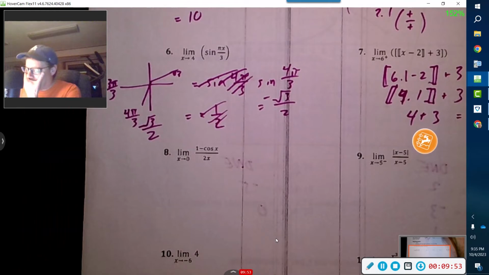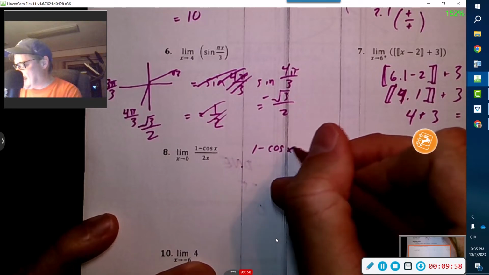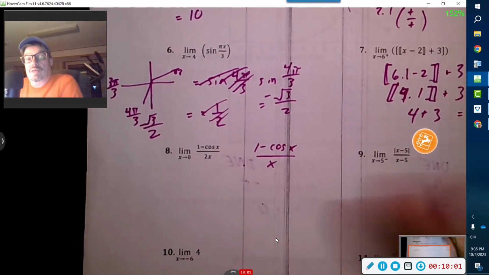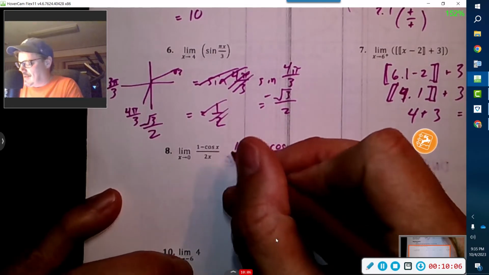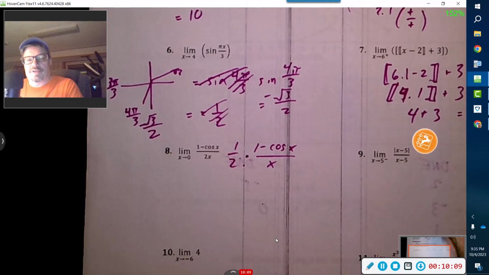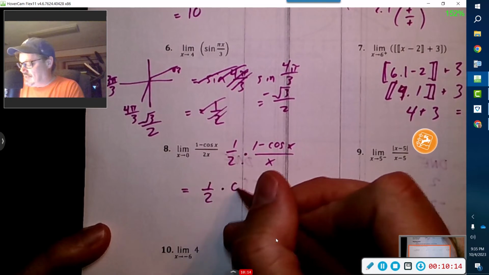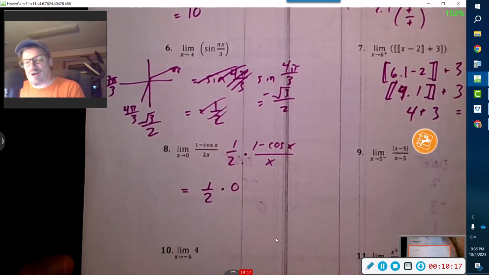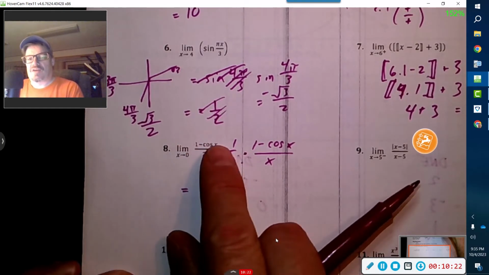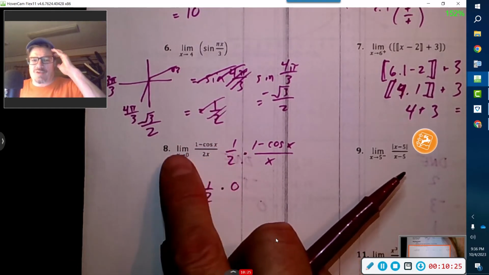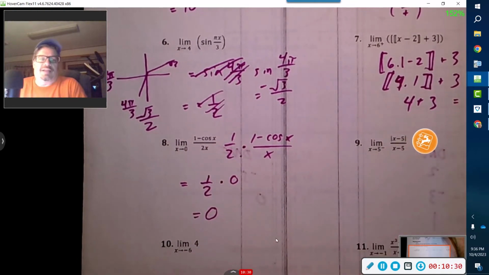All right, now this one right here. Typically, if you are going to 0, it equals 0. But here's the nice thing: if we just took the 2 out like this, it would be 1/2 times 0, which is still 0. So it doesn't matter what number you have down here. If you have this form, 1 minus cosine x over x, and you're going to 0, then 95% of the time, it's just going to be 0. Okay?